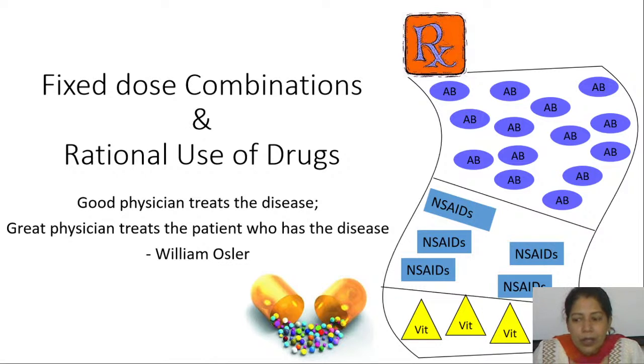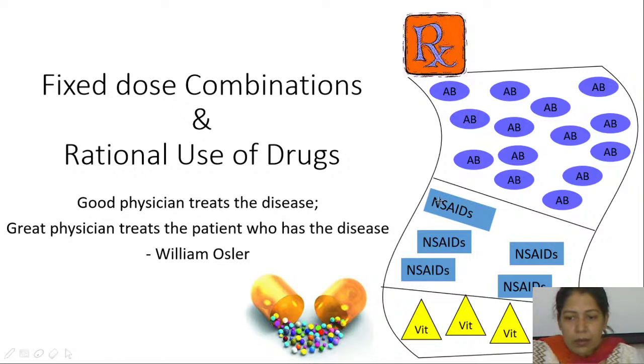The reason being that fixed dose combinations and irrational use of drugs are very rampantly followed without any logic most of the time. Like you would see in the prescription, an animated prescription on the right side of the presentation, where a lot of antibiotics have been prescribed for some condition. Then there are 5 non-steroidal analgesics and 4 vitamins. So this is a classical example of polypharmacy, or prescribing too many medicines when they are not required.